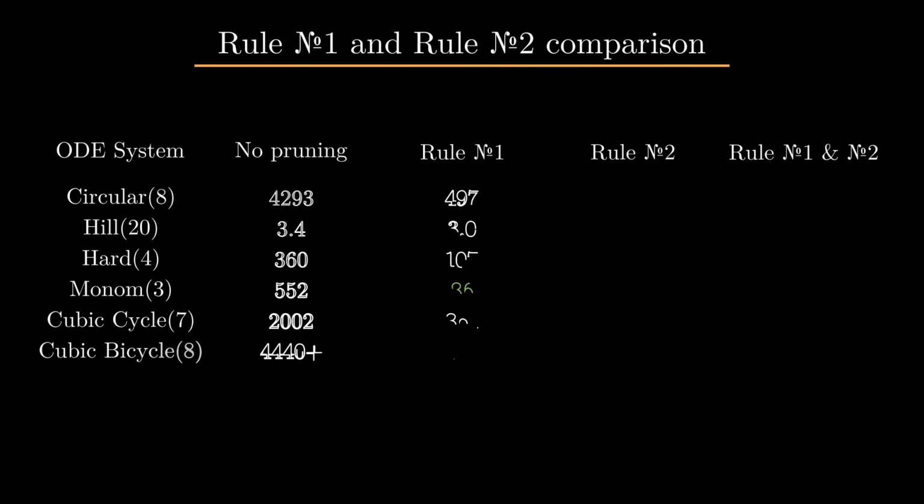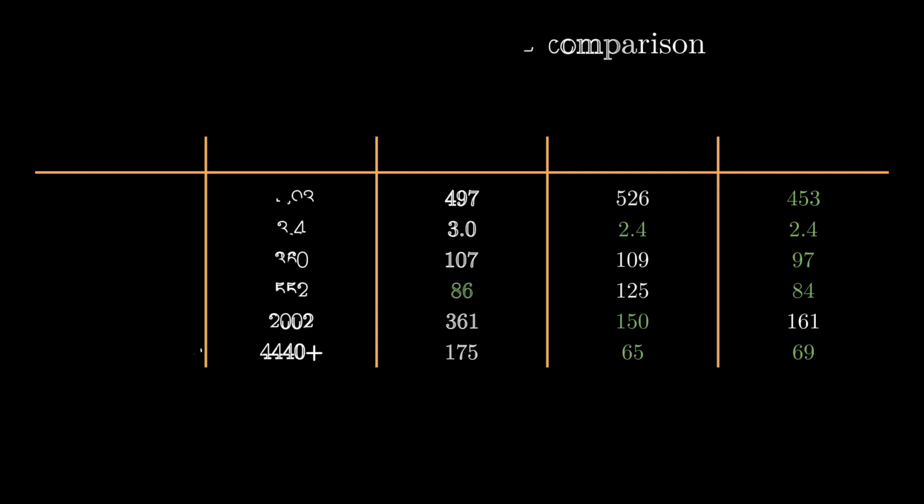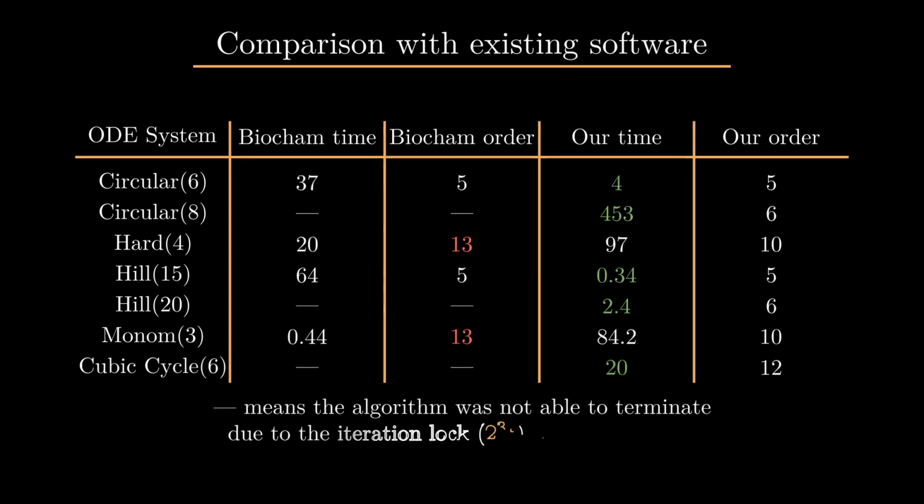Now we compare the proposed pruning rules. As you can see, the second and more complex rule has better performance than the first one for most test cases. However, their combination has the best performance in general. Finally, let's compare our results with the Biochamp software that implements the algorithm of Magruder and Soloveichik. Here we either find a quadratization of lower order, or have a better performance. Sometimes even both happens.